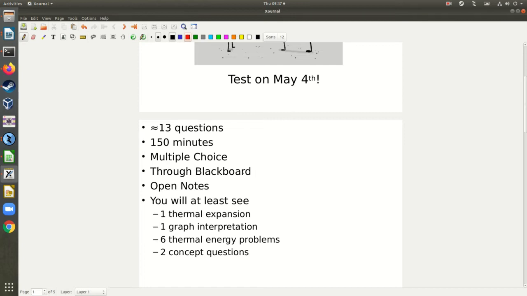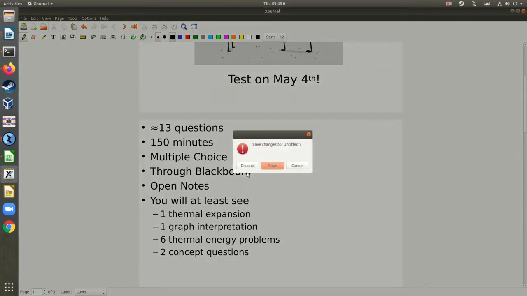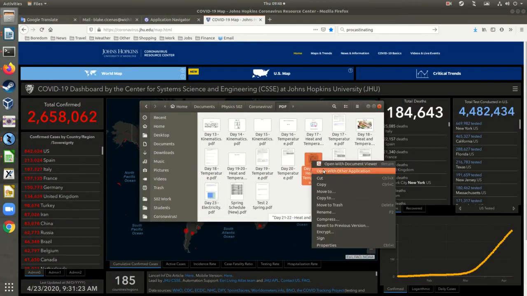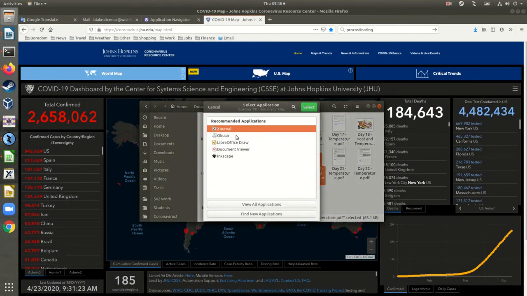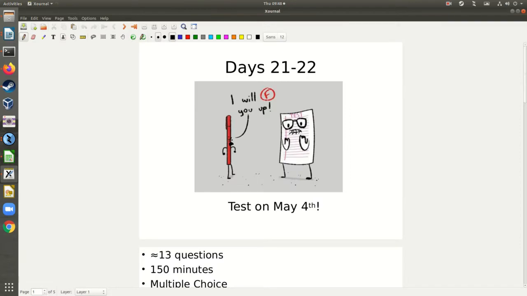So, yeah, it's not letting me write. It was earlier. I wonder why it stopped. Give me a second. Discard. Open with other external. There.